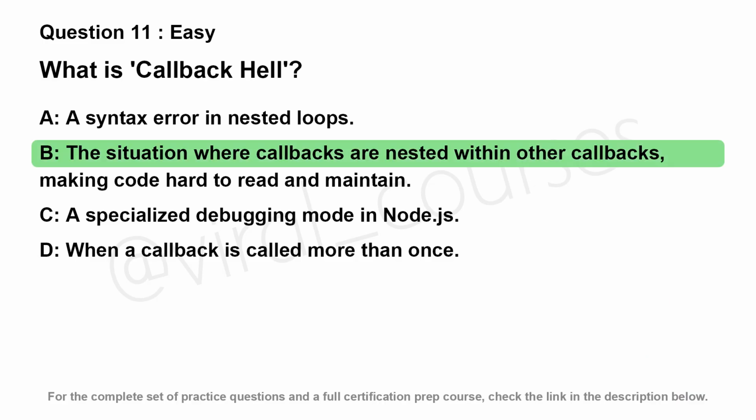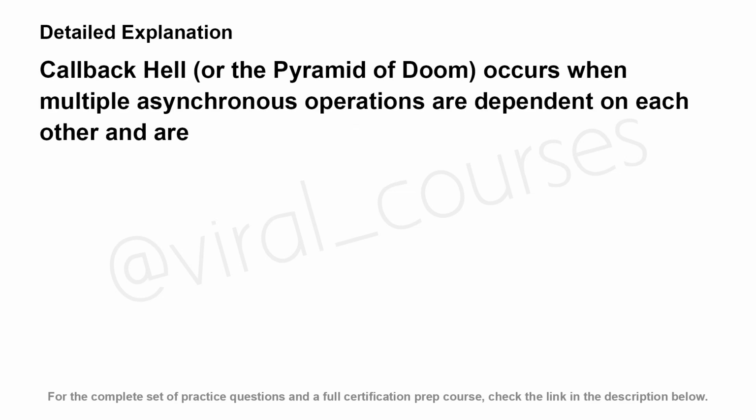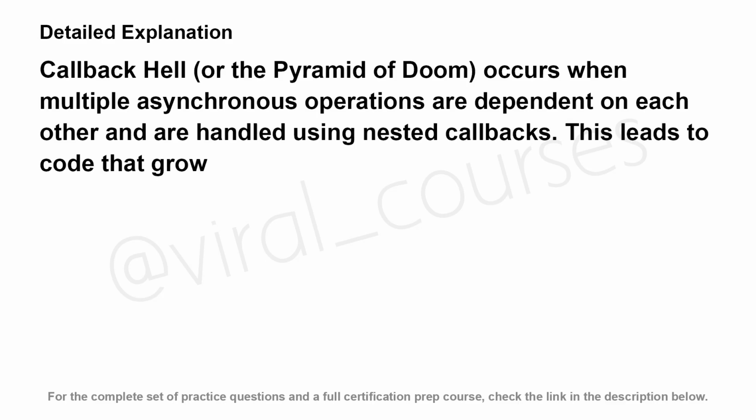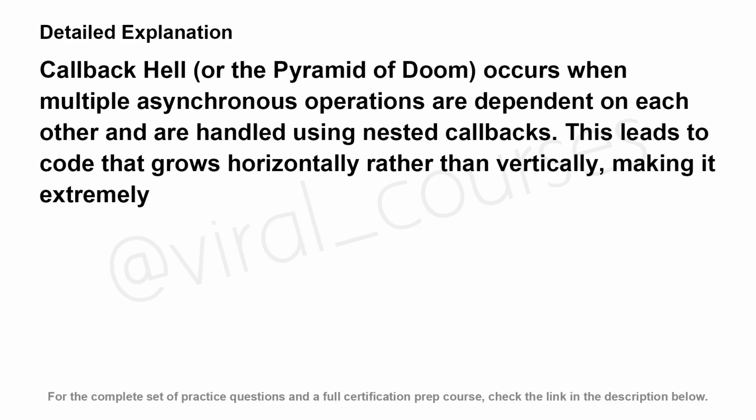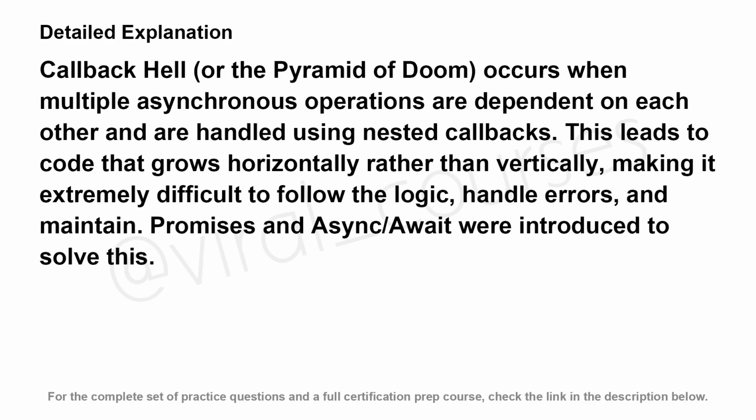The correct answer is B. Callback hell, or the pyramid of doom, occurs when multiple asynchronous operations are dependent on each other and are handled using nested callbacks. This leads to code that grows horizontally rather than vertically, making it extremely difficult to follow the logic, handle errors, and maintain. Promises and async/await were introduced to solve this.